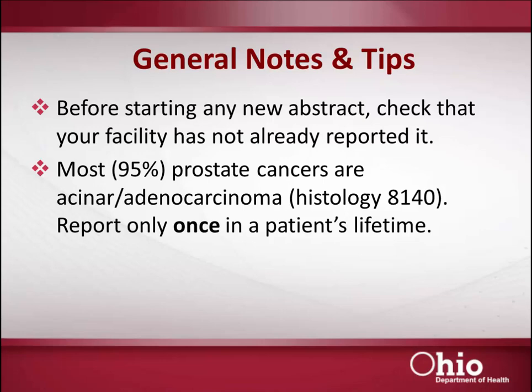About 95% of prostate cancers are adenocarcinomas that originate from the glandular tissue of the prostate. These are also referred to as acinar adenocarcinomas. The histology code is 8140. Per national guidelines, this type of prostate cancer is only reported once in a patient's lifetime. Your facility may be following a patient with early-stage prostate cancer over several years, and the patient may have multiple positive biopsies in that time, but only the initial diagnosis and first course of treatment needs to be reported.